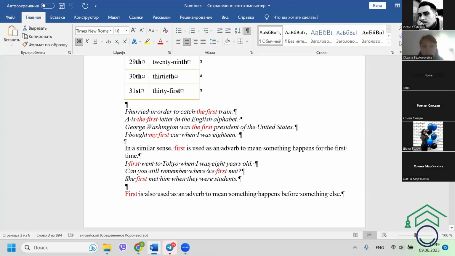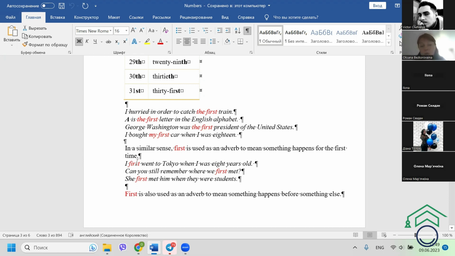Roma, can you read this sentence, please? I first went to Tokyo when I was 8 years old. Я вперше поїхав у Токіо, коли мені було 8 років. Правильно. Тобто те, що не перший потяг, друга дитина, третя машина, да? А те, що трапилося вперше. Це вже не числівник, а "вперше". Я вперше поїхав до Токіо.